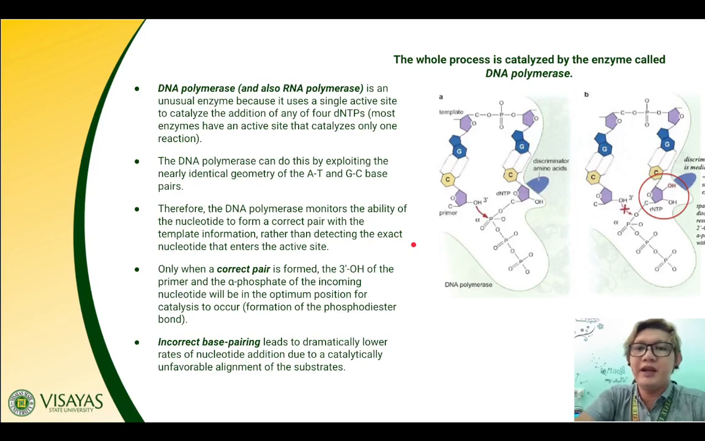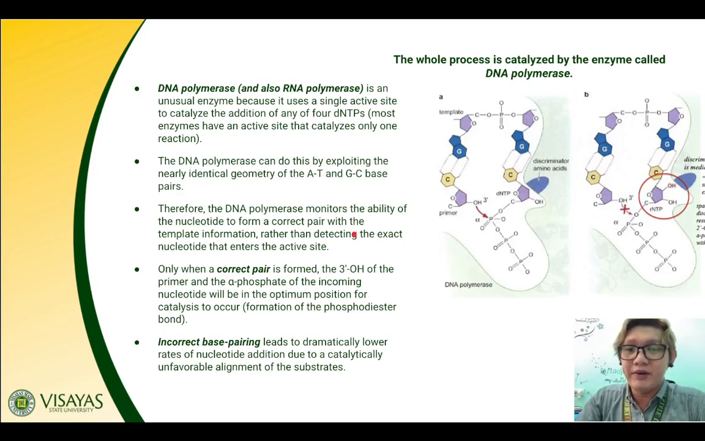Now, DNA polymerase, also RNA polymerase, is an unusual enzyme because it uses only a single active site to catalyze the addition of any of the 4 dNTPs. If we compare that to other enzymes, one substrate is usually catalyzed by only a specific enzyme. But for DNA polymerase, it can catalyze the addition of any of the 4 dNTPs. It can do this by exploiting the nearly identical geometry of the AT and GC base pairs.